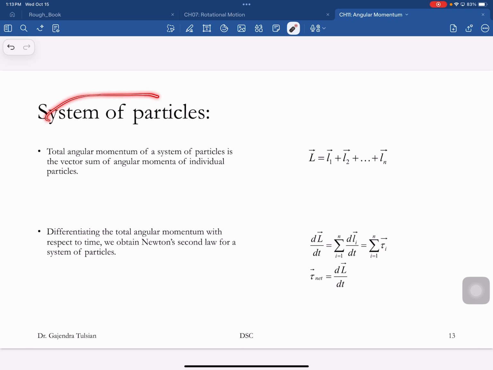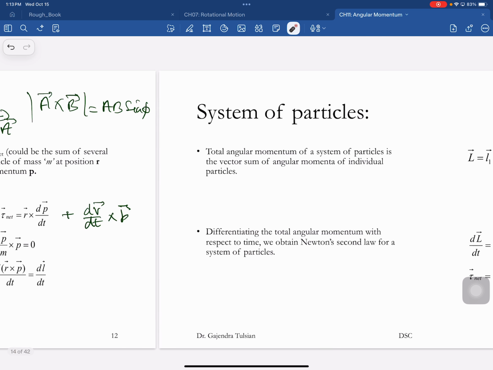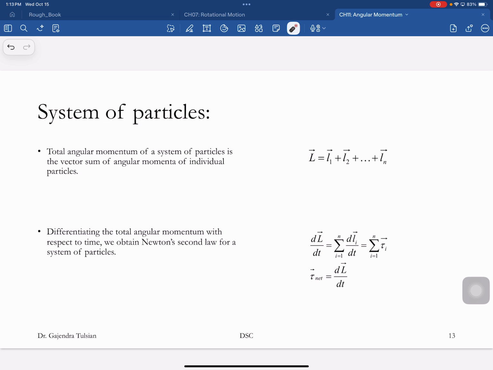All right, so that was shown for a single particle. It turns out that it's valid for a system of particles as well. If you have a bunch of particles, you know how to add vectors. So you just add up the angular momenta of various parts of the system. The total torque is just the sum of all the torques. So the net torque acting on a system is equal to the rate of change of angular momentum of the system. This equation applies to a single object, and it applies to a system of objects.